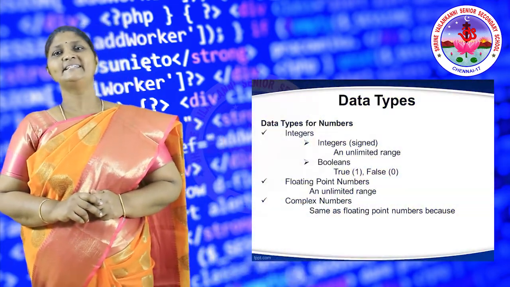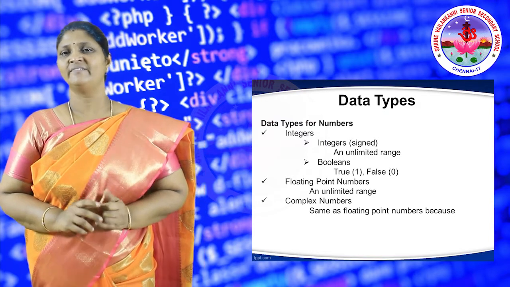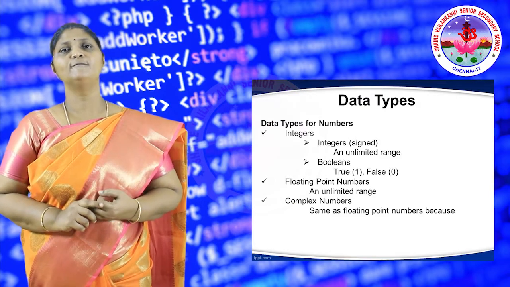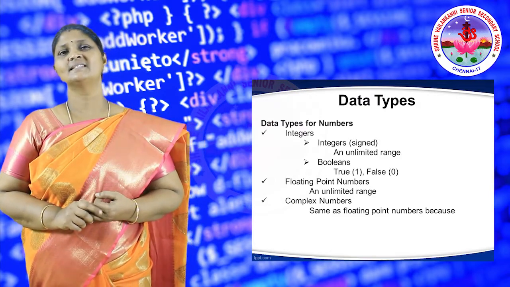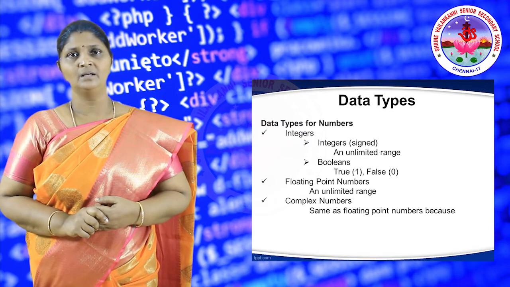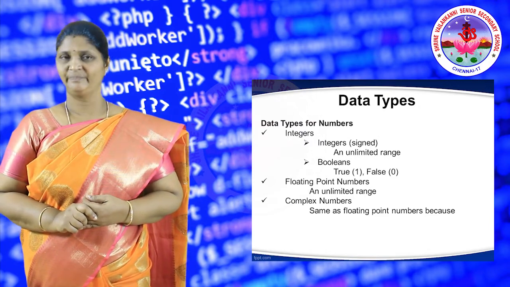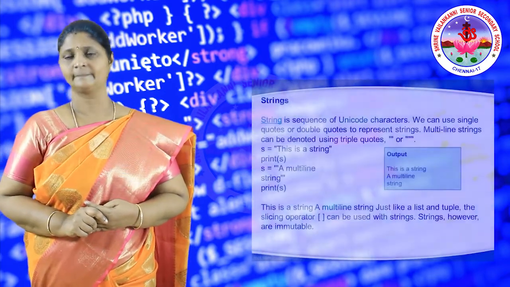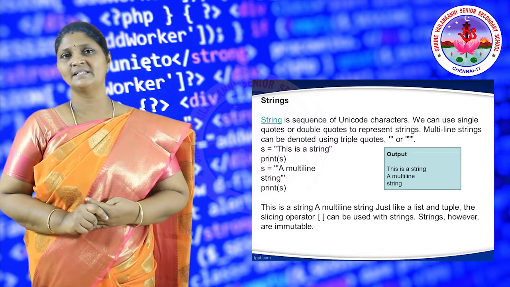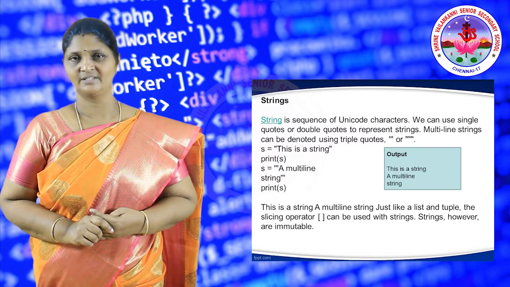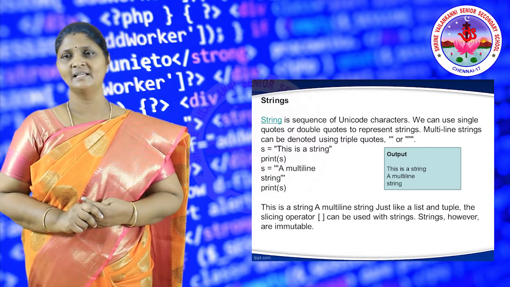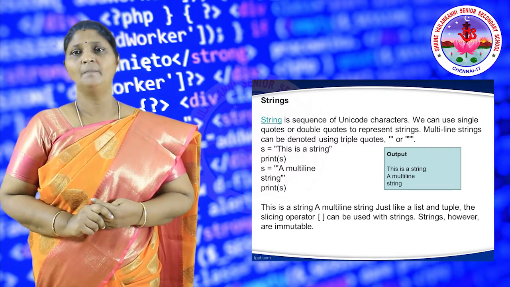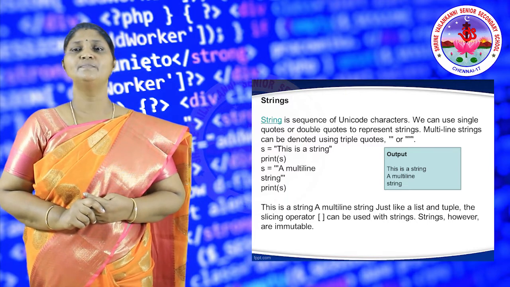Data types. Data types for numbers. We have the integer data type. Within integer, we have signed integers, booleans, and comes floating point numbers, which are like decimal numbers with a decimal point. Then comes the complex number, which has the real part and the imaginary part. And then comes the data type string. String is a sequence of Unicode characters. We can use single quotes or double quotes to represent the string. Multi-line strings can be denoted using triple quotes.